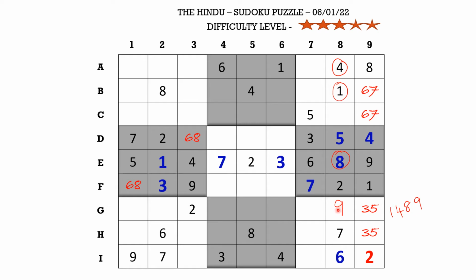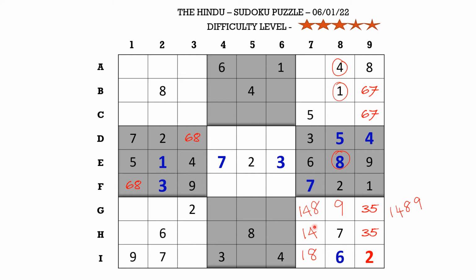Now there are 3 empty cells and the missing numbers are 1, 4 and 8. So these 3 cells form a triplet. Here 4 is blocking, so this cell takes 1 or 8, and this cell here 8 is blocking, so this cell will take 1 or 4. This cell will take 1, 4 or 8.